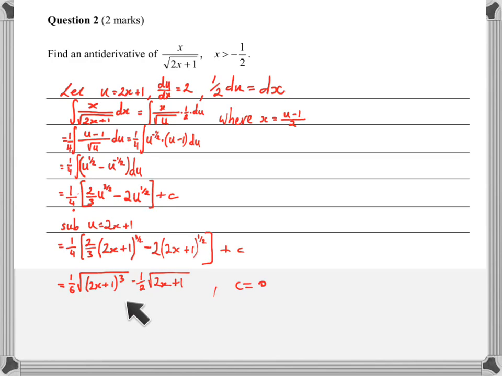Okay, when I expand it out like that and write it back with the square roots like I have in the question, that's the best form to give your antiderivative. And I'm going to make c equal 0 to have one unique antiderivative. Alright, for when c is equal to 0. There we have it.